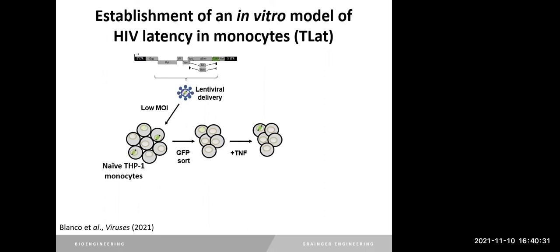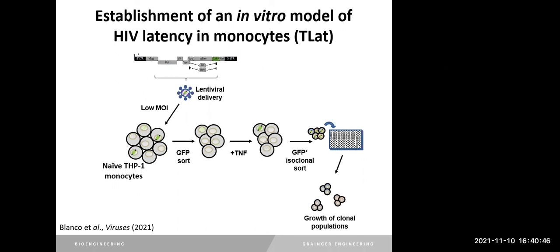So we use an activator such as TNF alpha in order to reactivate the cells, and then we do FACS sorting again into a 96-well plate, single cell FACS sorting, and we grow out those populations to create a clonal population of a monocytic latency library. And then we can characterize this latent library of cells.